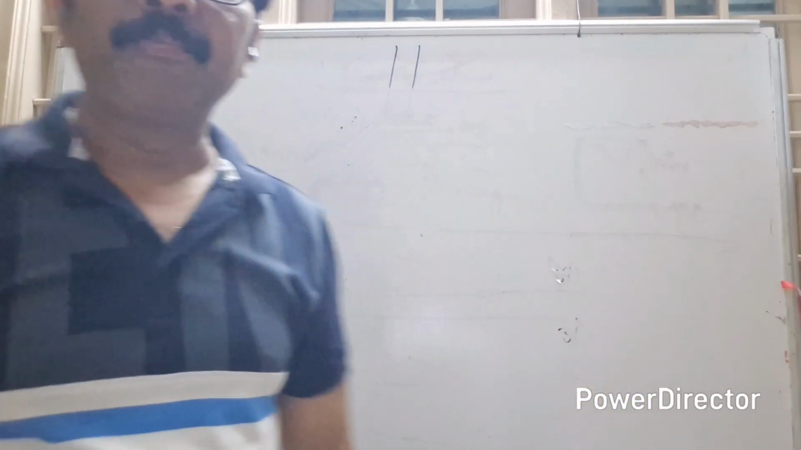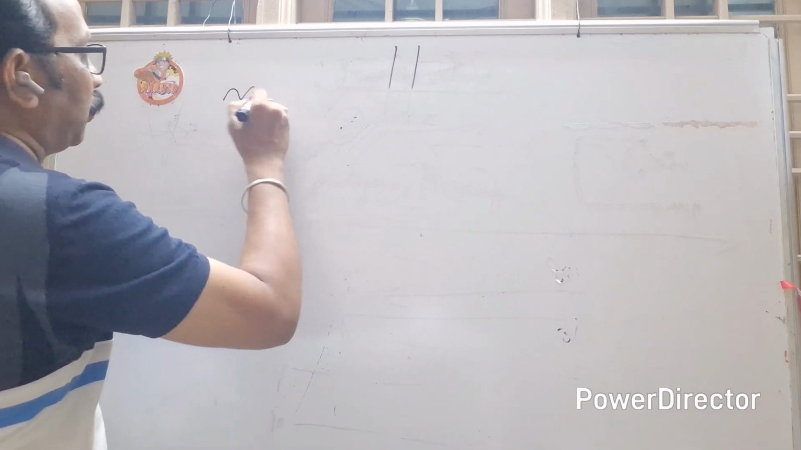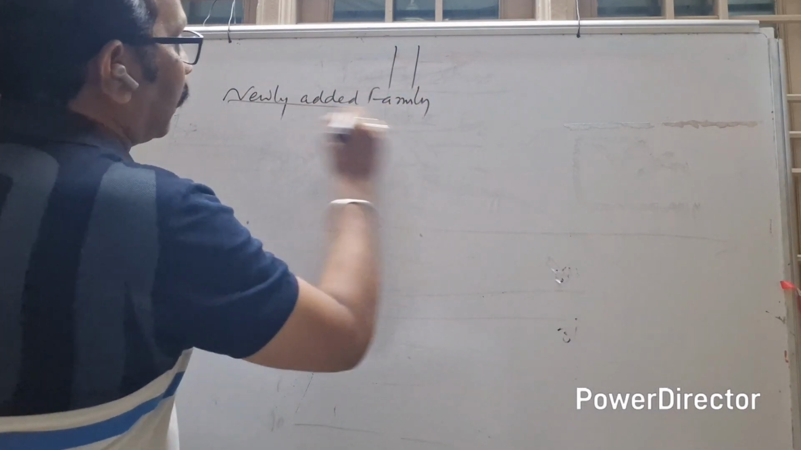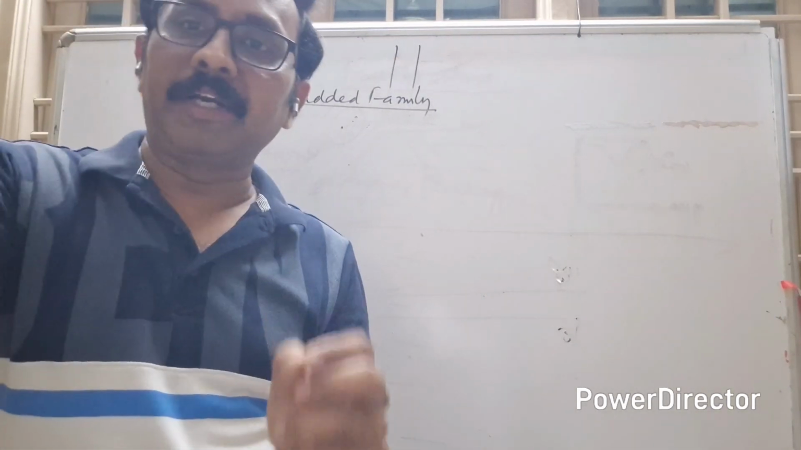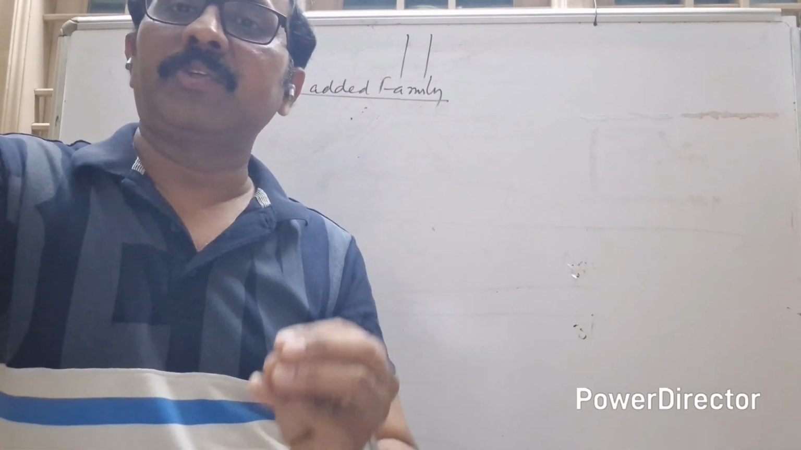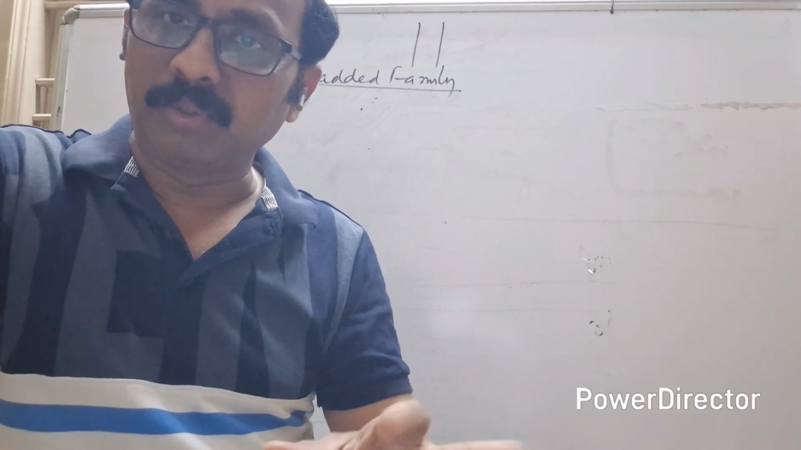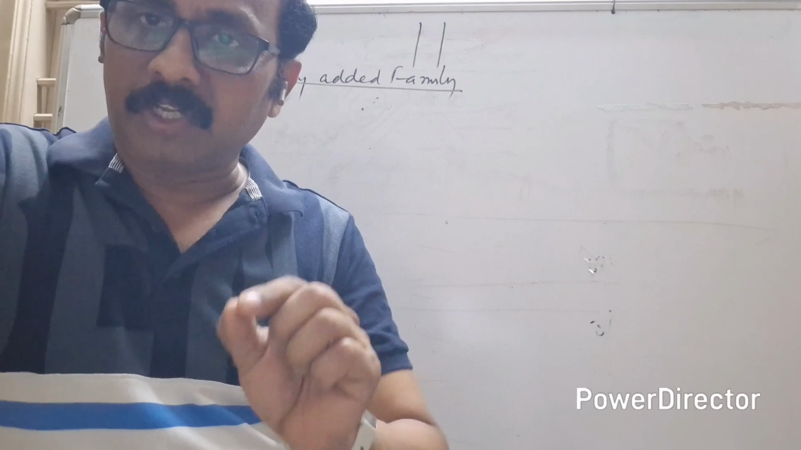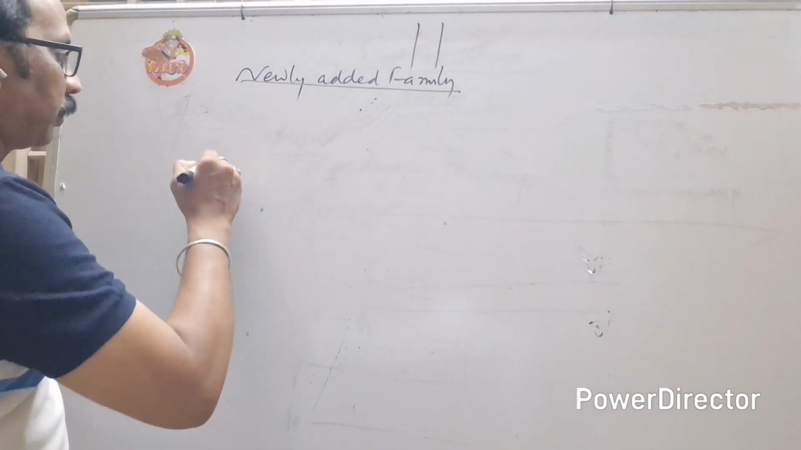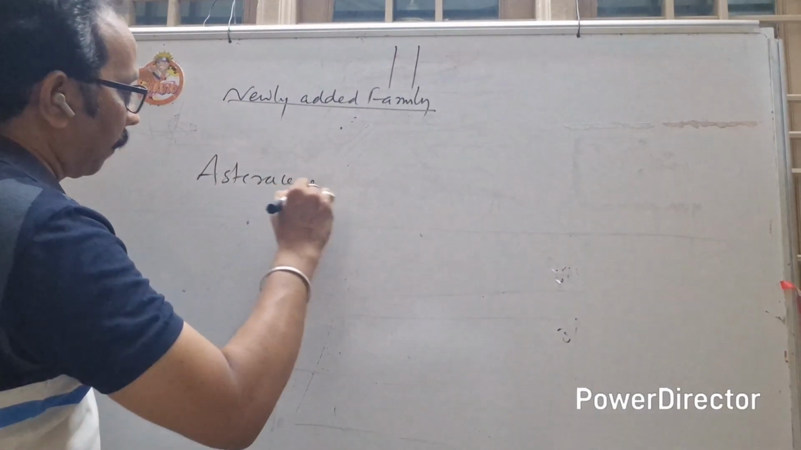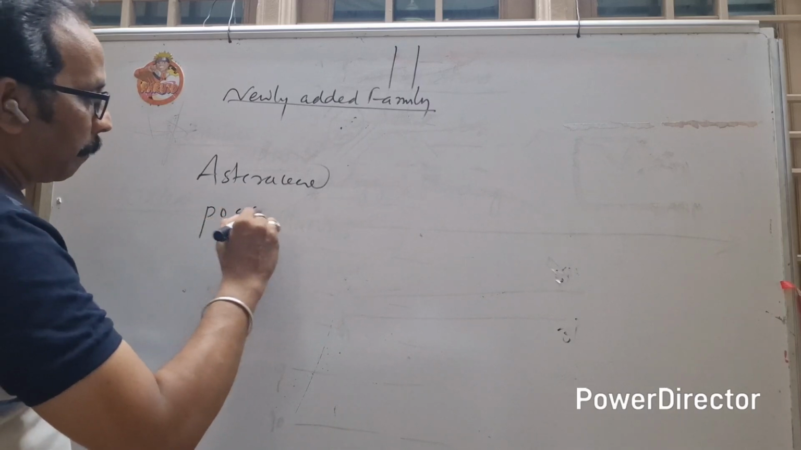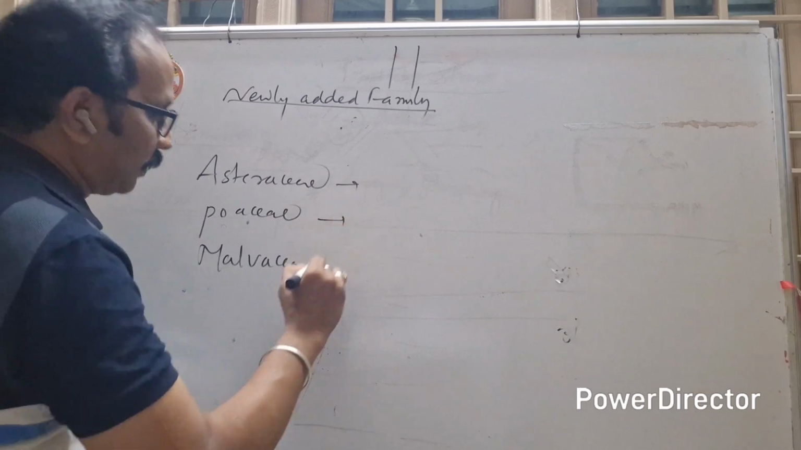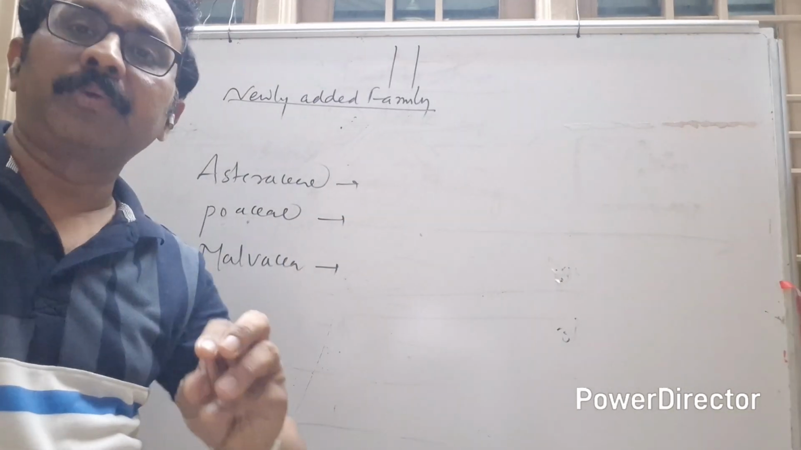So let us start with the newly added families. You already have three families: Fabaceae, Solanaceae and Liliaceae. You already learned these three families very clearly. But at least the newly added families are Asteraceae, Poaceae and Malvaceae. From these three, what concepts we have to learn is important.